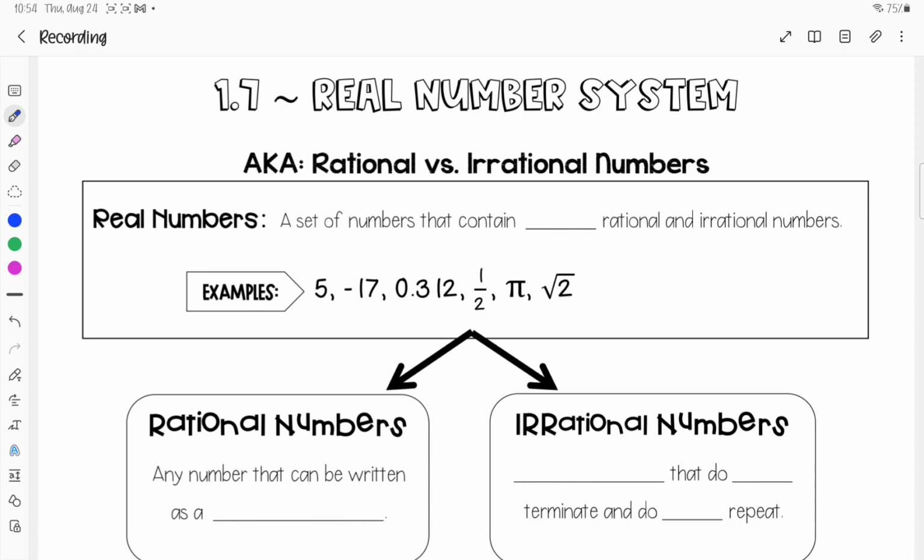So we're talking this year about the real number system because eventually you'll get to a point, I want to say it's in 10th grade, when you talk about imaginary numbers. But right now, everything we're dealing with is a real number. A real number is a set of numbers that contains all rational and irrational numbers. Examples of those would be any of these numbers here. Some of them are rational, some of them are irrational, and our goal is to decide where they belong.